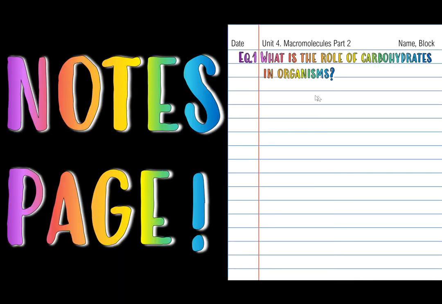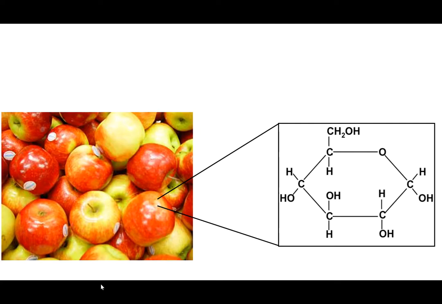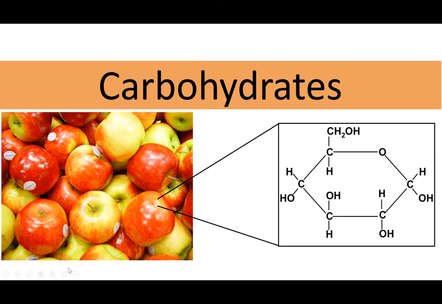So we're going to start our notes page with essential question number 1. This is Unit 4, Macromolecules, Part 2. Our essential question is, what is the role of carbohydrates in organisms? Well, first, we should probably talk about what carbohydrates are. So carbohydrates are simple sugars and complex starches.